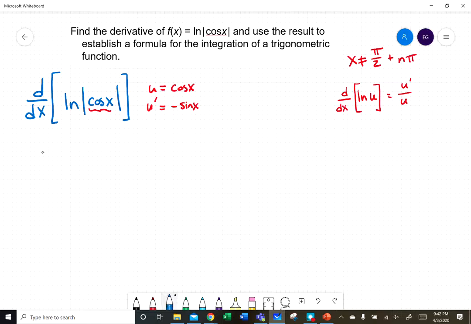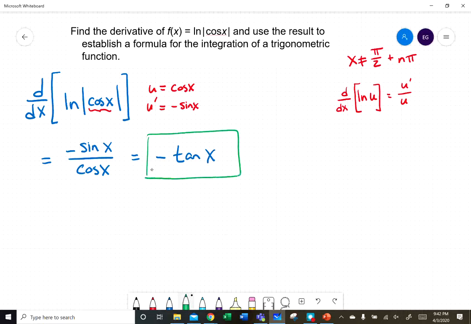Okay, so our derivative should equal u prime, negative sine of x, over u, which is cosine of x, and we know that sine over cosine is equal to tangent, so the derivative is equal to negative tangent of x. Here is our derivative. The derivative of natural log of the absolute value of cosine of x is equal to negative tangent of x.